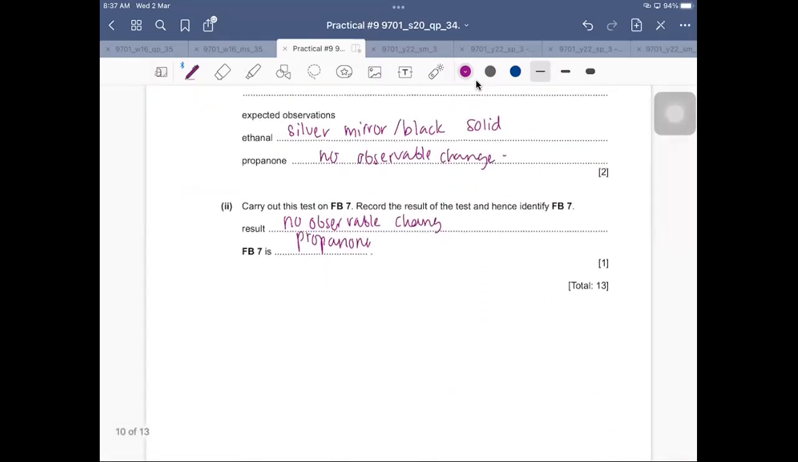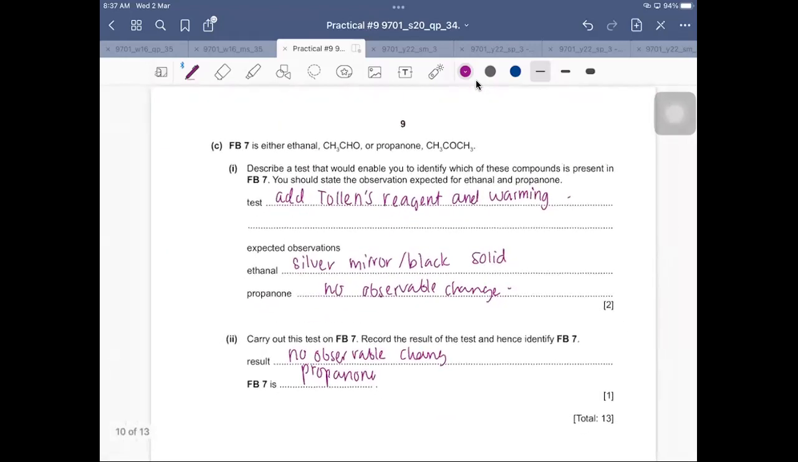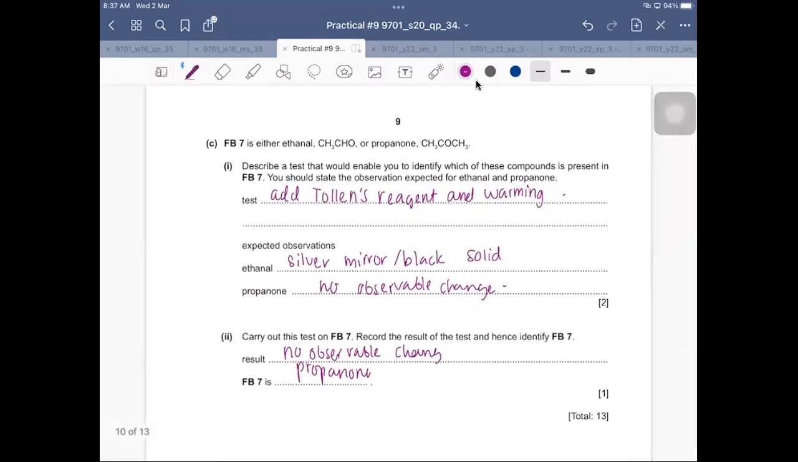Okay, and then part C, I think part C is also quite self-explanatory. You need a little bit of knowledge of organic chemistry for this question.